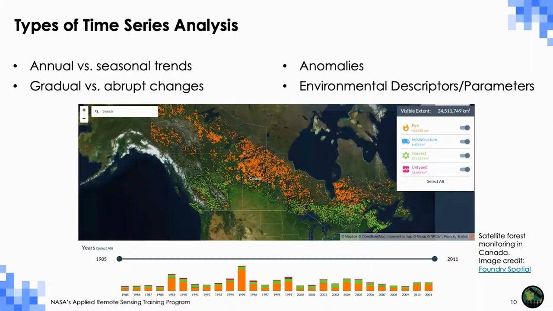There are a variety of different types of time series analysis, which we'll briefly cover. We can view annual or seasonal trends, such as patterns in vegetation phenology. We can also view gradual changes, like I mentioned earlier. This is things like vegetation degradation resulting from, say, a pine beetle infestation or disease. Then we can also examine abrupt changes, which is something like a forest fire, a large disturbance that creates change very quickly. Anomalies can provide us with information about how landscapes may vary from average conditions, like drought-related impacts seen only in particular years. We can generate environmental descriptors and parameters as well to evaluate changes in things like species habitats. We'll go over each of these different types of time series analysis over the next few slides.